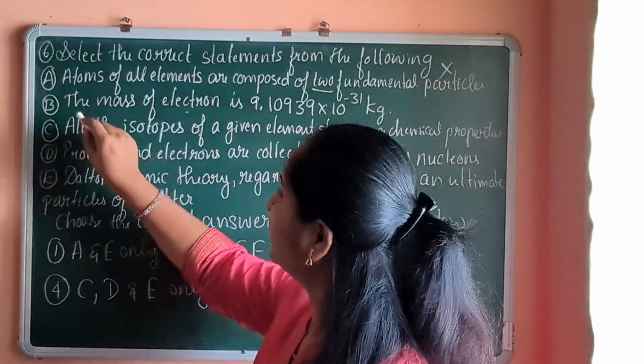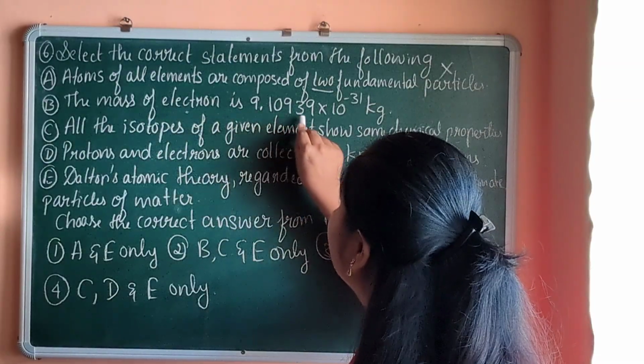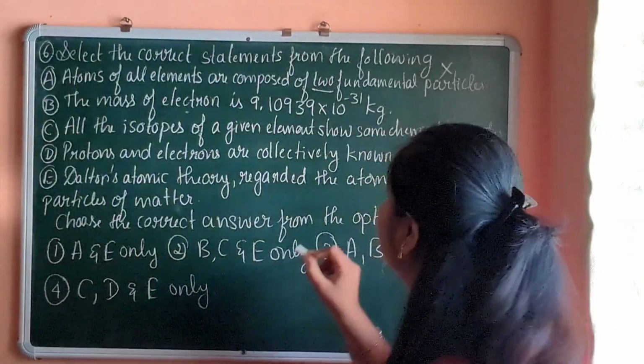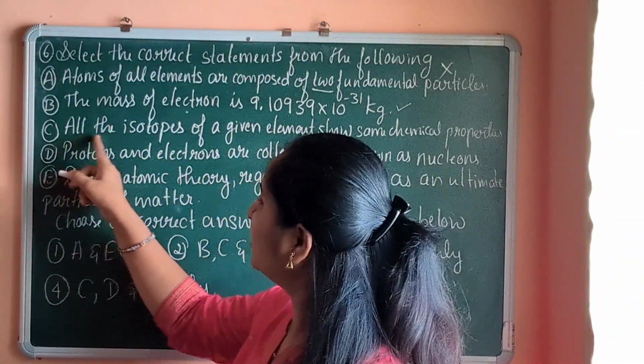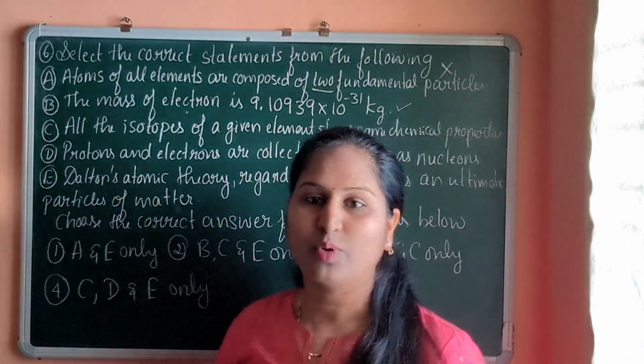And the second statement is that the mass of electron is 9.10939 into 10 to the power minus 31 kg. So this is the correct statement. The third statement is that all the isotopes of a given element show the same chemical property.